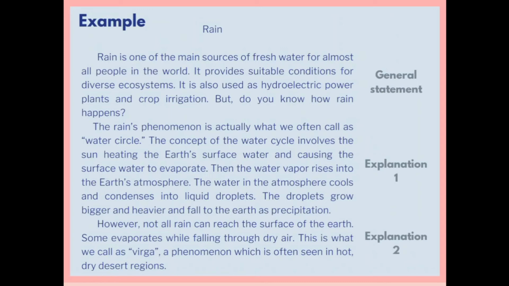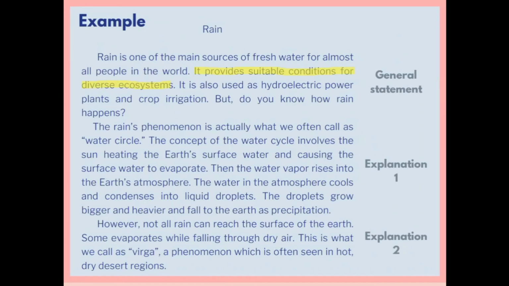You can also notice some language features that are being used in this text. The text is focused on rain, which is a generic non-human participant. Most of the sentences in this text are using simple present tense. It can be concluded as these sentences are using verb 1 and also using simple present tense of to be, such as is, am, and are. For example, it provides suitable conditions for diverse ecosystems.